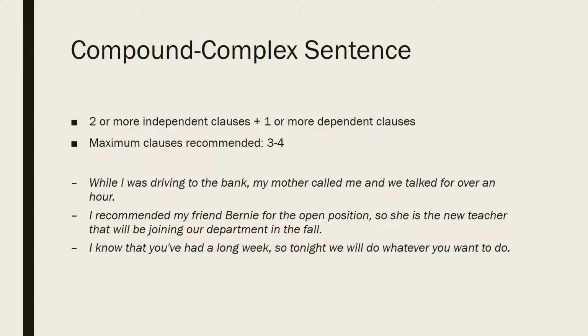The second example, I recommended my friend Bernie for the open position, so she is the new teacher that will be joining our department in the fall. Again, I added an additional independent clause at the beginning of the sentence, which is I recommended my friend Bernie for the open position. And then finally, I know you've had a long week, so tonight we will do whatever you want to do. Again, this has 2 independent clauses and 1 dependent clause.